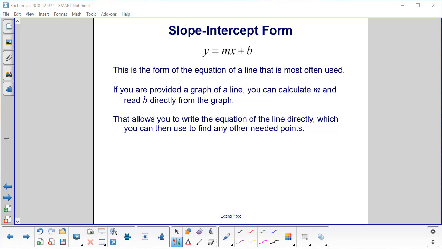This is the form of the equation of a line that is most often used. If you have a graph of a line, you can calculate m and read b directly from the graph. You would find m from the slope, which is rise over run, and you can find b just by looking at where the line intersects the y-axis. So you can write the equation of the line directly, which you can then use to find any other needed points on that line.